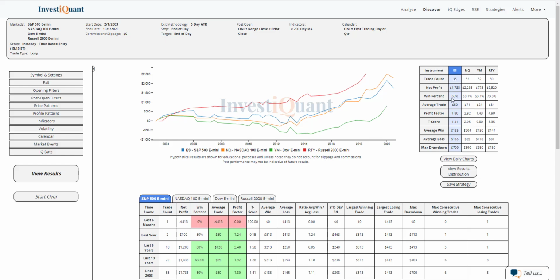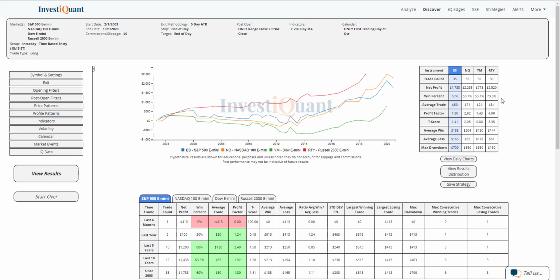And if we look at the win rates on these for going long at 3:15 p.m. Eastern Time, the S&P has a 60% win rate on those 35 samples, the NASDAQ 53%, the Dow 53%, and the Russell, the strongest of the group, 73% of those have closed higher than the 3:15 p.m. price historically.